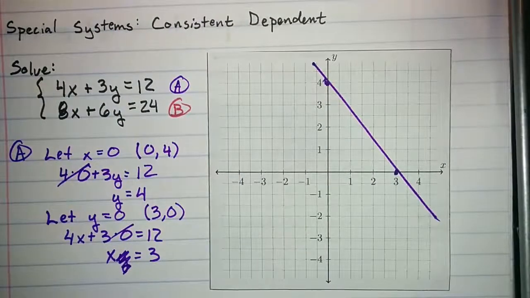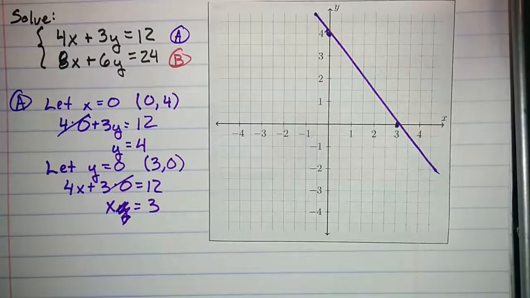For B, we're going to play the same game. Why don't you pause the video and try finding the intercepts for B? Pause the video, give that a try now. Okay, let's see what happens.